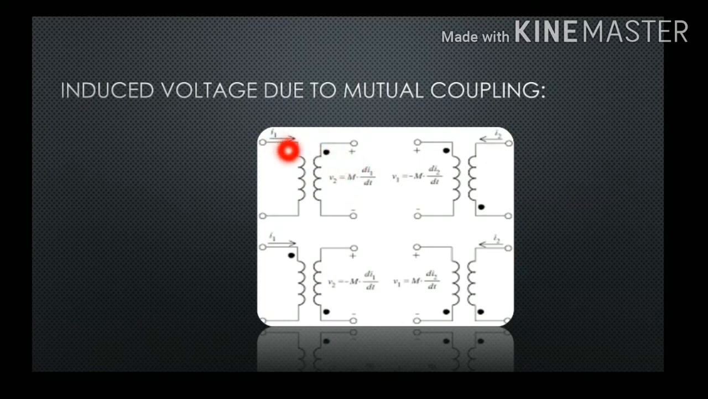The currents are entering and leaving the dots at the same time, so that in this case and this case the voltage due to the current flowing in the other coil will be positive. But in this case and this case, you can see that the current is entering the coil at the one side but leaving the coil at the other side, so that the flux gets cancelled. In this case, the voltage induced in the secondary coil or primary coil due to the current flowing in the primary coil or secondary coil would be negative.